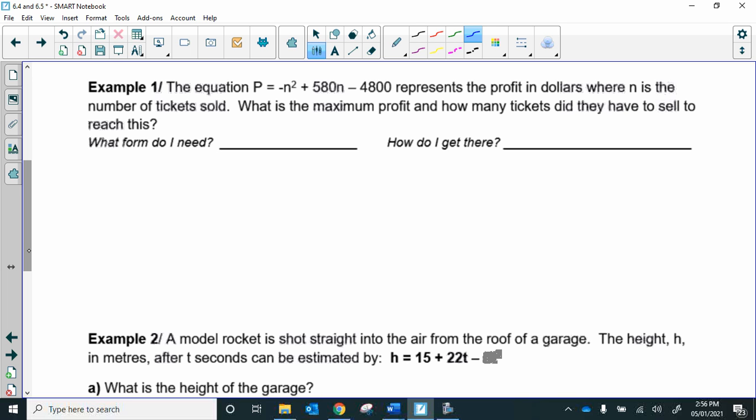The equation represents the profit in dollars. So someone is selling something, and P is the profit, and n is the number of tickets. So they're selling tickets. What is the maximum profit, and how many tickets did they have to sell? Keyword, max. Max profit. So they want to know the vertex of this parabola, which means I want the vertex form.